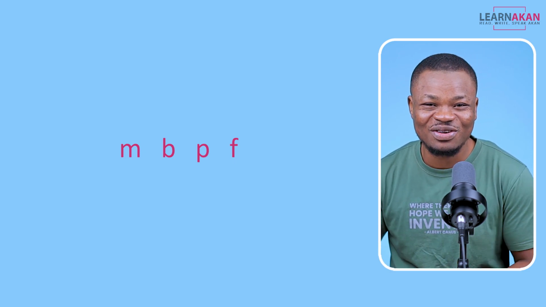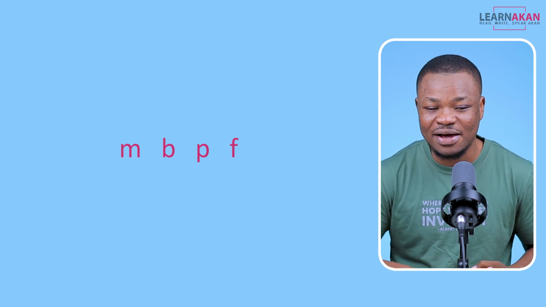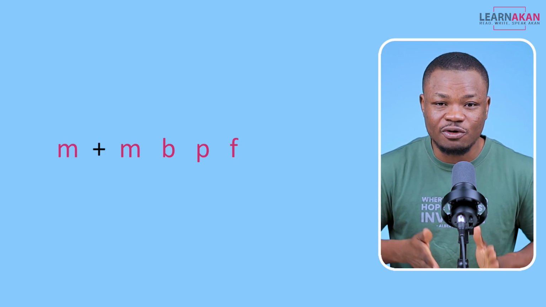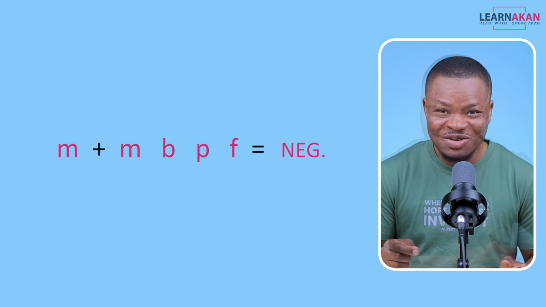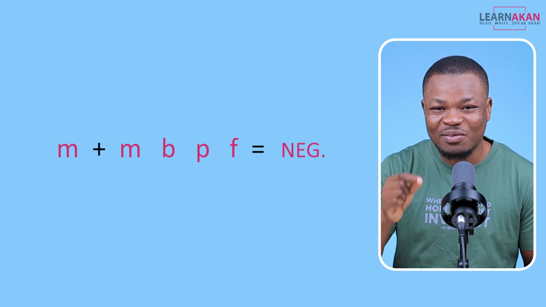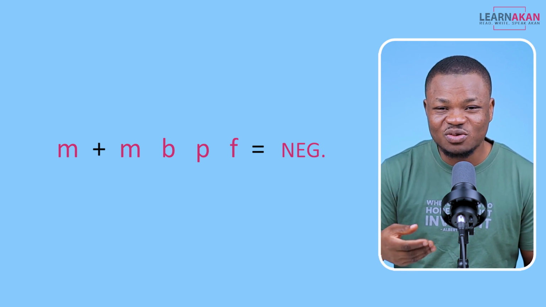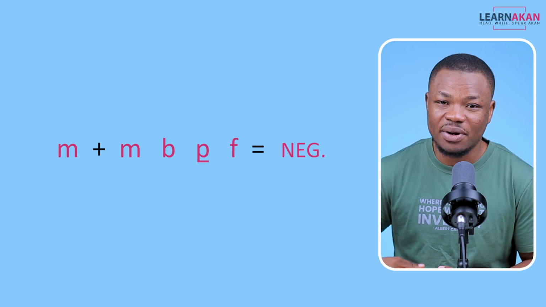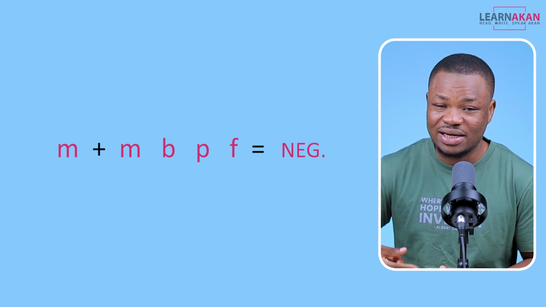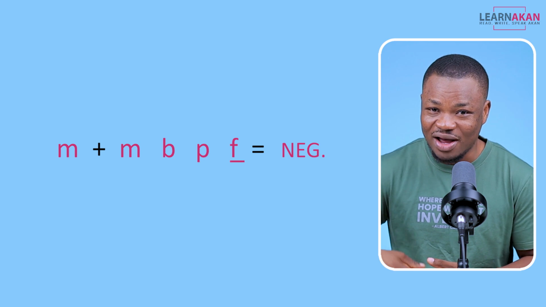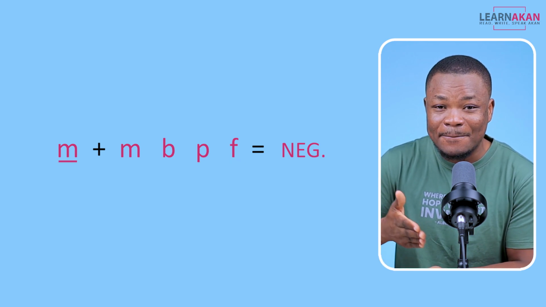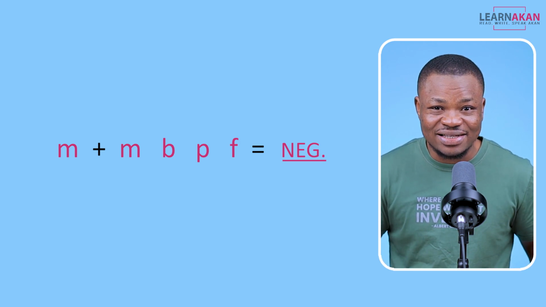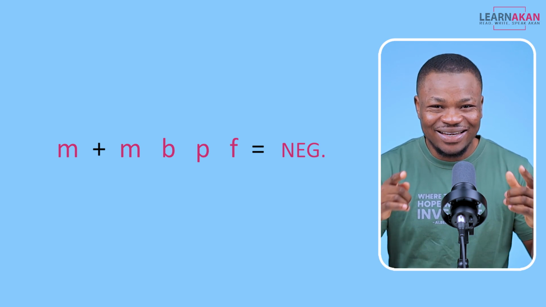So if you come across any Twi verb that starts with any of these letters, M, B, P, or F, you attach M to the front of that verb to form its negative. Let me repeat that. If you come across a Twi verb that starts with any of these four letters, B, P, or F, as in M, B, P, or F, you simply attach M to the front of that verb and you have its negative. It's that simple. Let's see some examples.